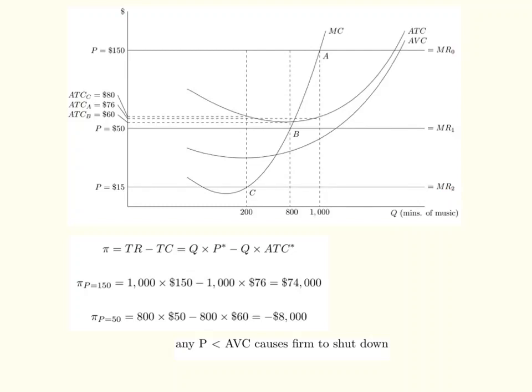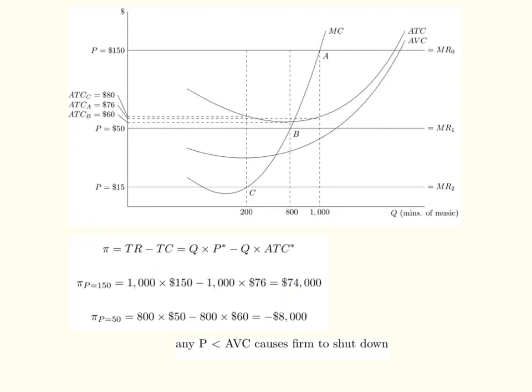Okay, so let's go back to our profit function. So our profit function is total revenue minus total cost, which is just Q times P star minus Q times average total cost. Because if you go back to the average total cost function, average total cost is equal to total cost divided by Q. If I just solve that equation for total cost, I get that total cost is equal to quantity times average total cost. So it becomes a very simple way for me to quickly calculate profits.